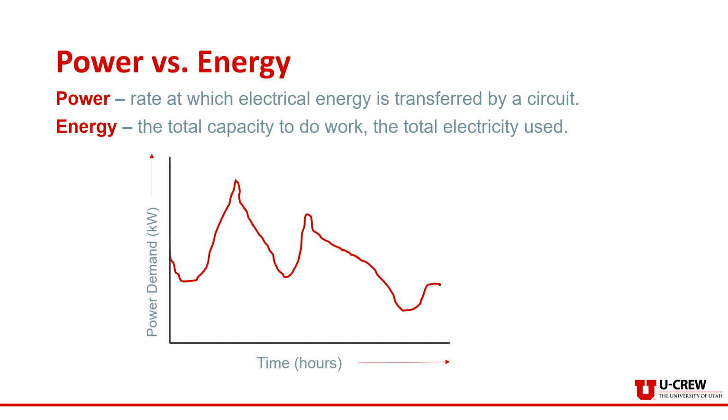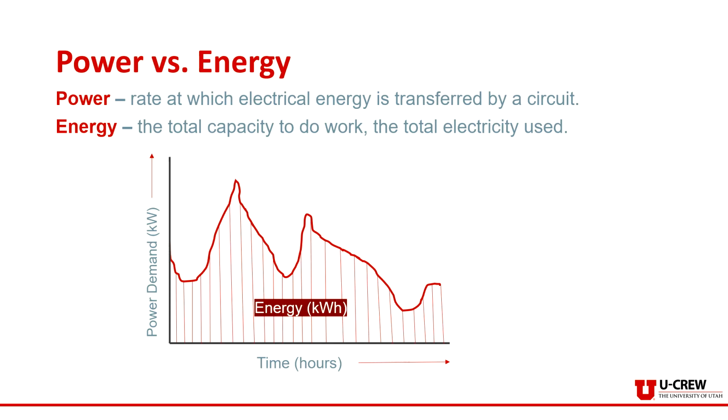A basic analogy to help you understand this is that power is like your velocity and energy is like your distance. When you integrate velocity with respect to time, you get the total distance traveled, which is the area under the curve. Similarly, when you integrate power with respect to time, you get the total energy used. This is measured in kilowatt hours, which is the equivalent of if you used 1 kilowatt of power for a 1 hour time period. Another analogy would be if power was the flow rate of water moving through a pipe, energy would be the total amount of water that went through the pipe.